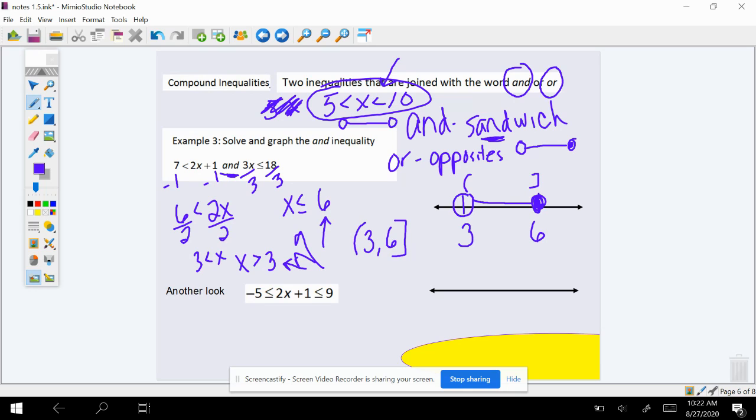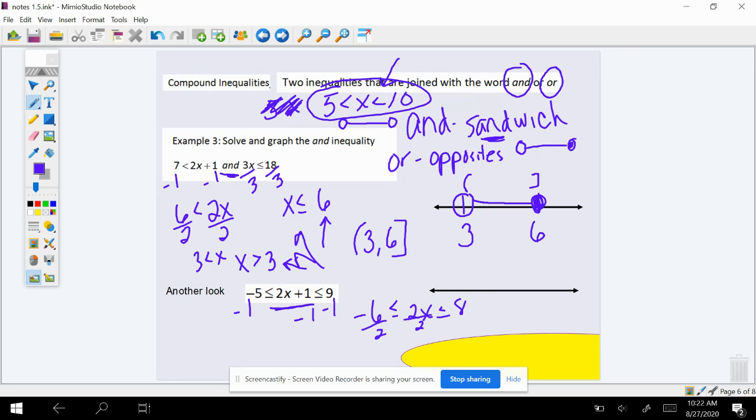I actually like this look better. To me, it's easier to work with. It's easier to write as well. Whatever's going on in the middle, you need to get x by itself. So I need to subtract 1. If I do it in the middle of this inequality, I also have to do it on the left side and the right side. So I'm going to have -6 is less than or equal to 2x is less than or equal to 8. Then I need to divide by 2.